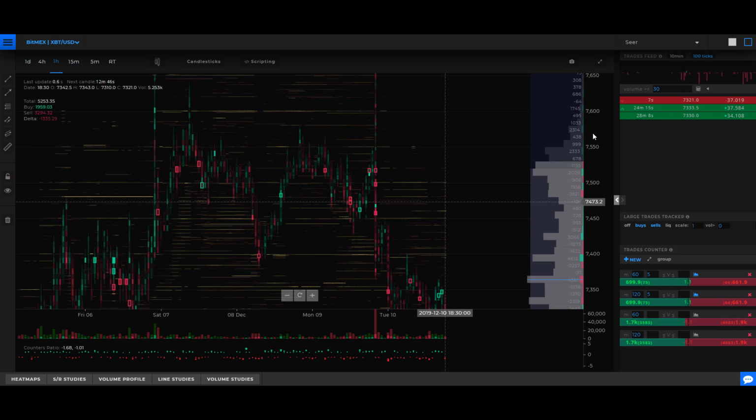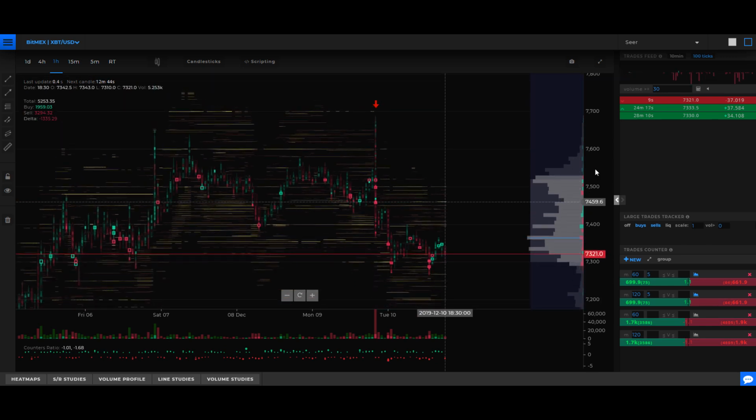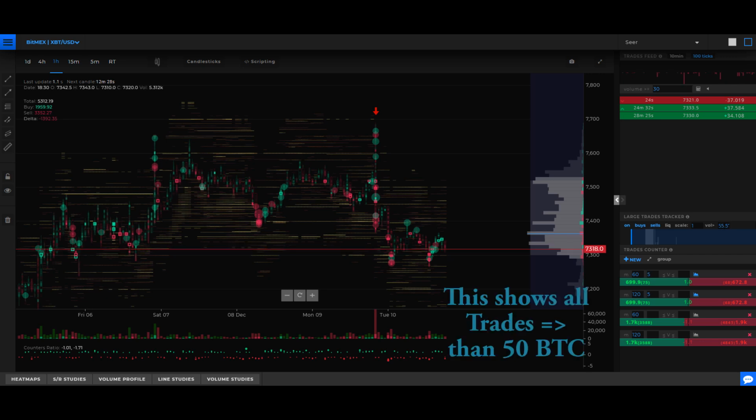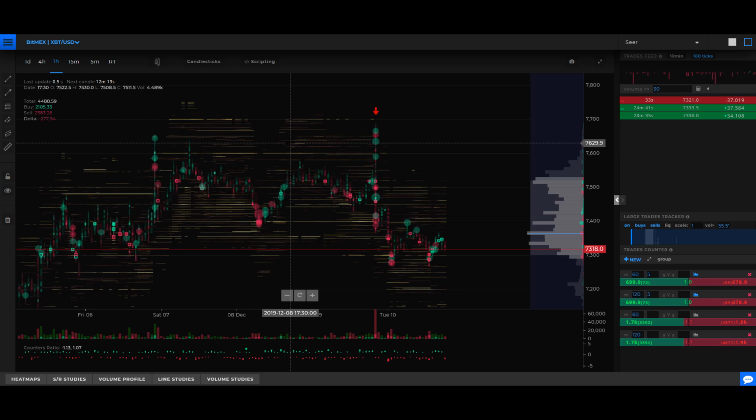So let's look at what happens and how we're able to use it. Another thing apart from the delta divergence and the volume imbalance I want to use is this large trades tracker. I've set it to about 50, anywhere close to 50 is good enough. This is basically showing where the big money is trying to get in or get out. This is the third thing that I like to use in confluence with all of this.